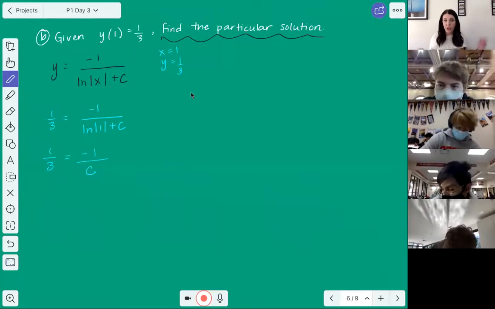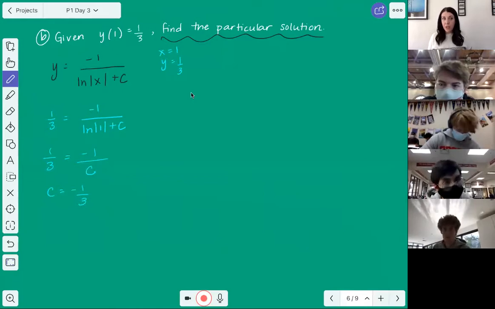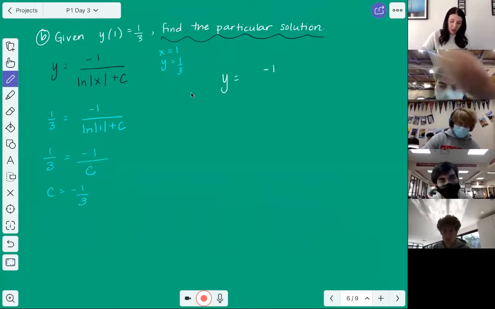Okay, so I could cross multiply to solve for c if I wanted to. I'd get c is equal to -1/3. And then I would be substituting that back into that black equation up here. So I would get y is equal to -1 over. Wait.